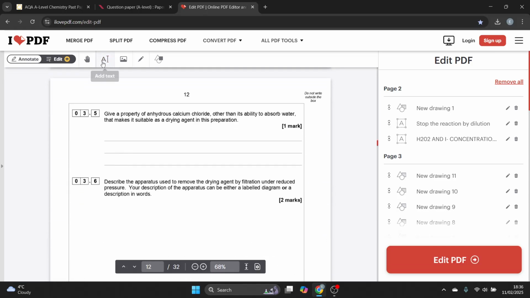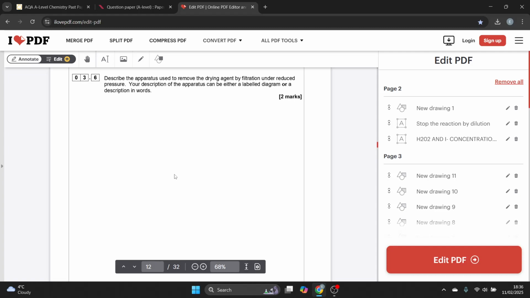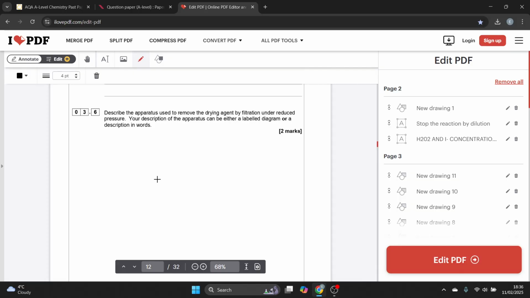Give a property of anhydrous calcium chloride, other than its ability to absorb water, that makes it suitable as a drying agent in this preparation. Other than its ability to absorb water. That's the one I was going to say. Other than that, well, it does not react with cyclohexene. Describe apparatus used to remove the drying agent by filtration under reduced pressure.